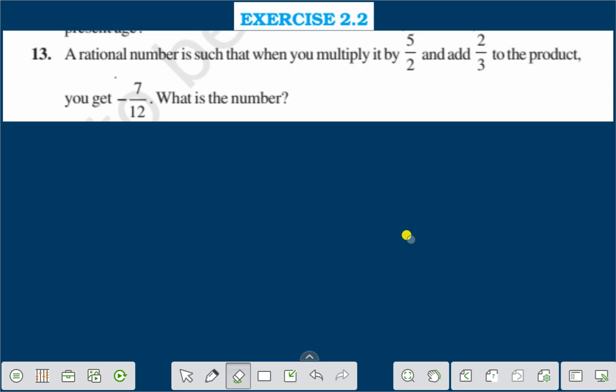Hello everyone. Today we shall discuss exercise 2.2 question number 13. A rational number is such that when you multiply it by 5 by 2 and add 2 by 3 to the product, you get minus 7 by 12. What is the number?